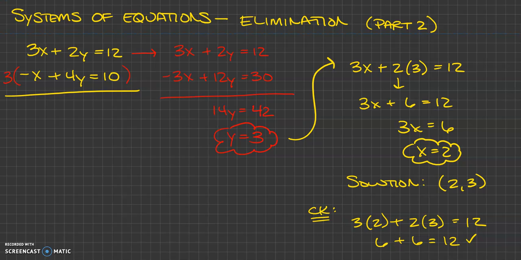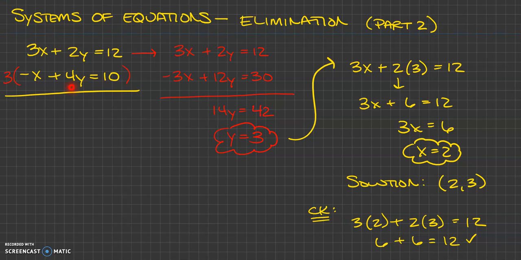Class, in this video we're going to continue our series on systems of equations, and we want to look at a second aspect of the elimination method, or at least a part two of the elimination method. I'm going to start off with two equations here, and you'll notice that each equation has an x, a y, and an integer to the right side of the equal sign, so they're written in a very consistent format.